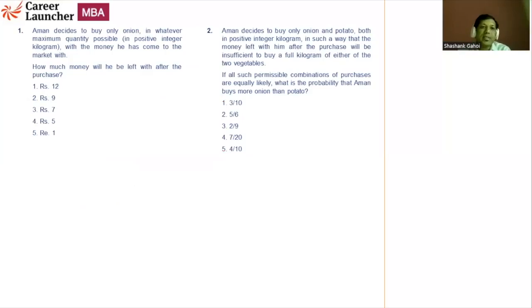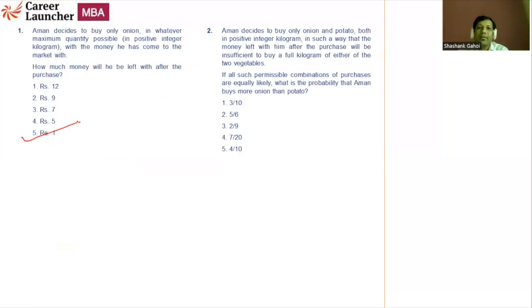Now, the first statement says Aman decides to buy only onion. So he's buying only onion, and the price of onion is 9, in whatever maximum quantity possible, and what money is left with him. Initially he is going to the market with 100 rupees and the price of onion is 9 rupees per kg. So he's going to buy 11 kg, maximum he can buy 11 kg. So he's going to spend 99 rupees. If he spends 99 rupees, how much money is going to be left with him? That is going to be 1 rupee. So the answer of this question is going to be option 5.